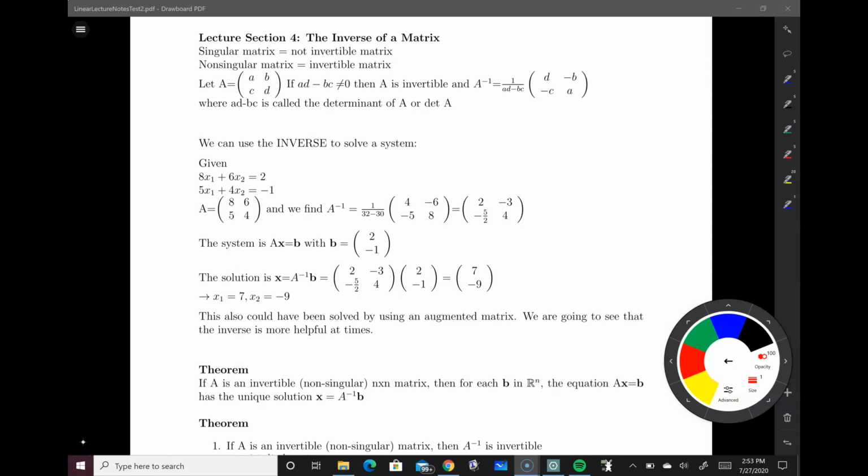All right, so now we're going to talk about the inverse of a matrix. These definitions I need you to get comfortable with. Singular means it's not invertible. Non-singular means it is invertible. I know I would have made them different too, but oh well, that's just the way it is. Okay, so non-singular means it is invertible.